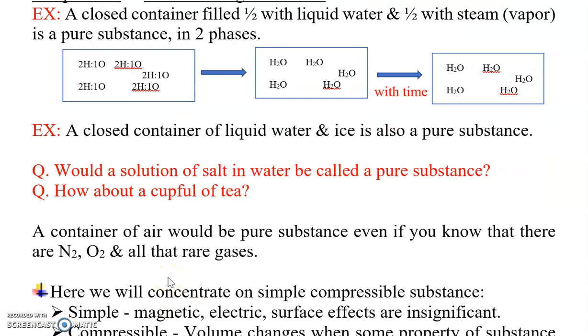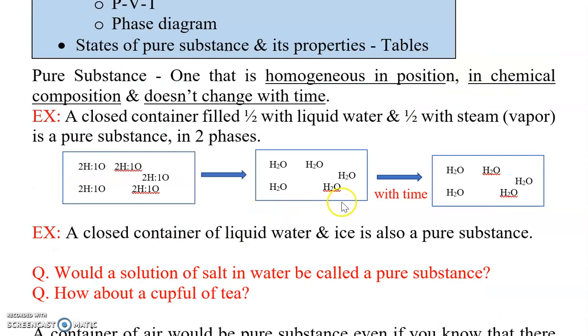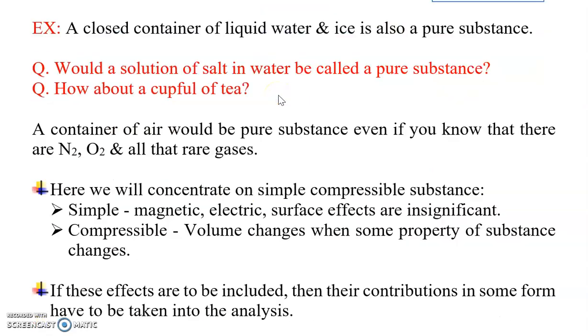A container of air would be pure substance, even if you know that there are nitrogen, oxygen, and all those rare gases. Unless, of course, nitrogen and oxygen react with each other during your analysis. Then it doesn't satisfy the does-not-change-with-time criterion.